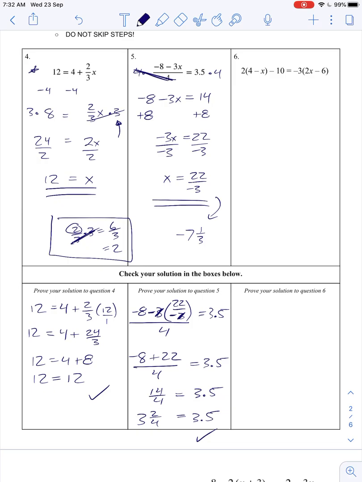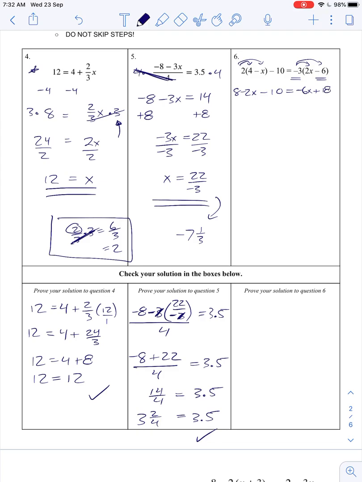Okay, last question. Now in this one, we have variables on both sides of the problem. So the first thing I want to do is simplify each side, okay? And that means getting rid of the brackets. So I'm going to start by distributing that 2. So that's going to give me 8 minus 2x. And then on the right side, I got to distribute that minus 3. So that's minus 6x. And remember, minus 3 times minus 6 is a plus 18. Some people messed up the sign right there.